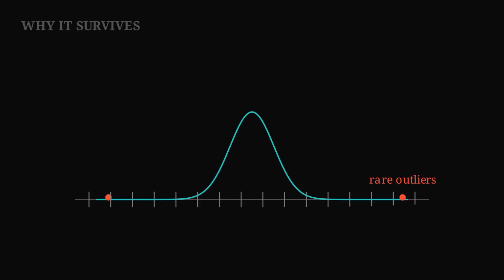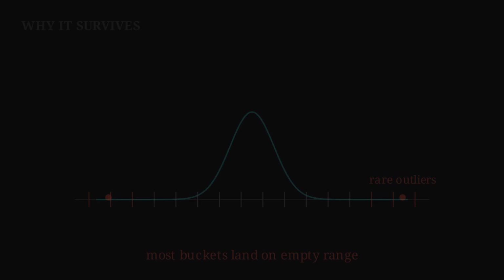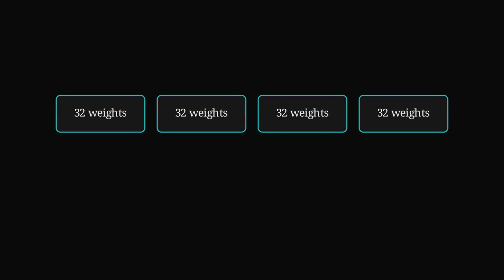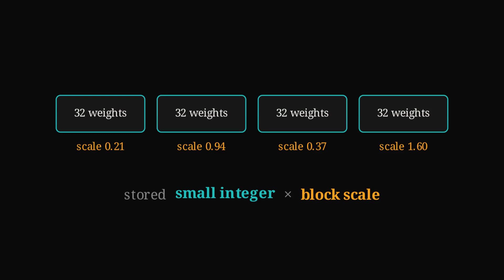The first is that weights are not spread evenly across their range. They cluster in a tight bell around 0, with a few rare outliers far from it. One global set of 16 buckets would waste almost all of them on empty space, which is why nobody uses one global set. Each small block of weights, often 32 of them, gets its own scale sized to its own range. That scale is usually just the largest magnitude in the block. Every weight is then stored as a small integer, to be multiplied back by that scale on the way out. The buckets follow the data, instead of the data straining to reach the buckets.